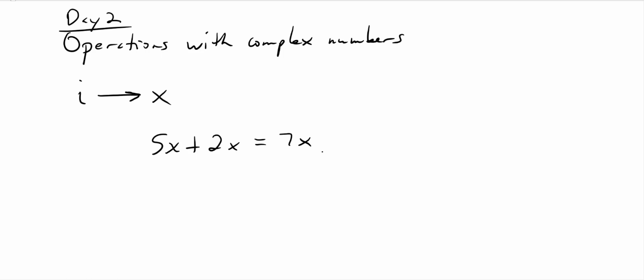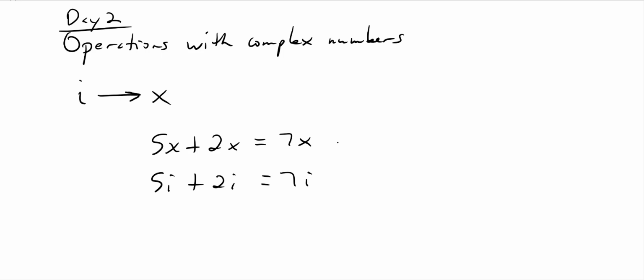If I have 5 x's and I hand you 2 more x's, you have 7 x's. You don't have any x squareds in your hand, just x's. So 5i plus 2i is, ta-da, 7i. It's easy, super, super easy. So adding and subtracting, everything is the same. Multiplying, everything is the same with i as it is with x.